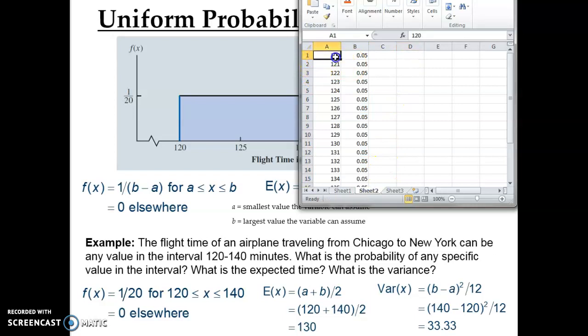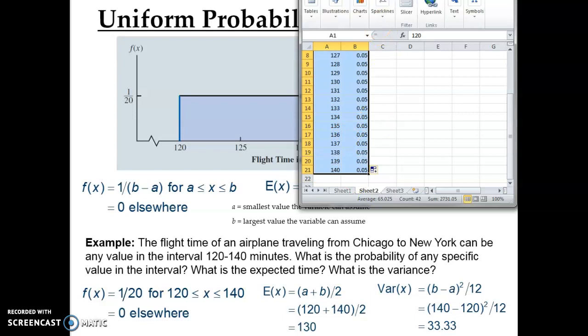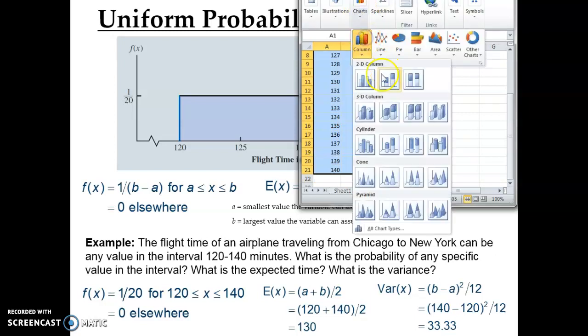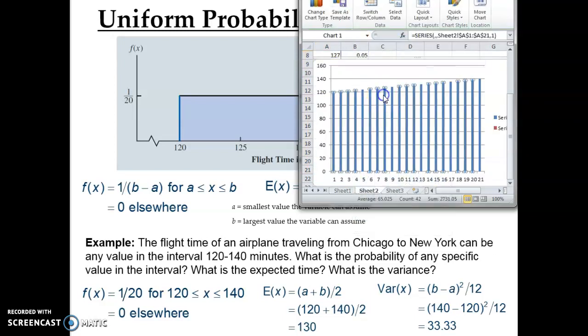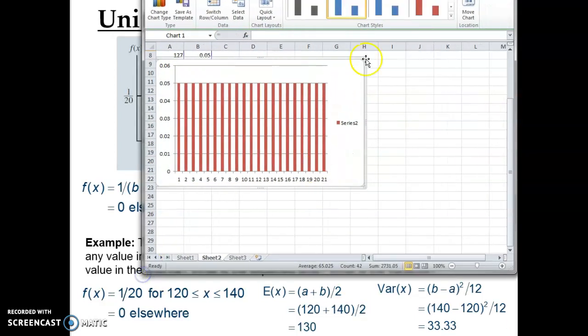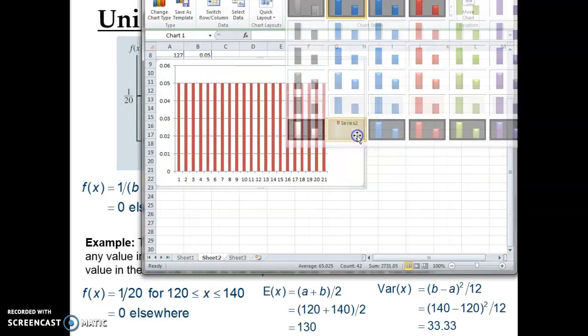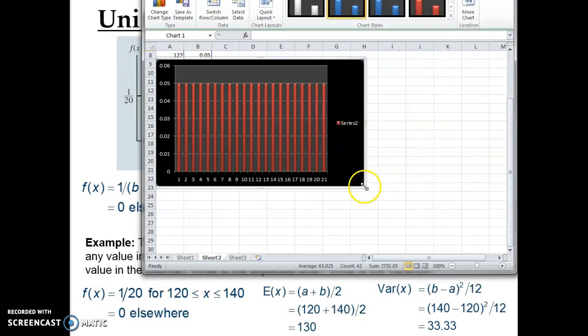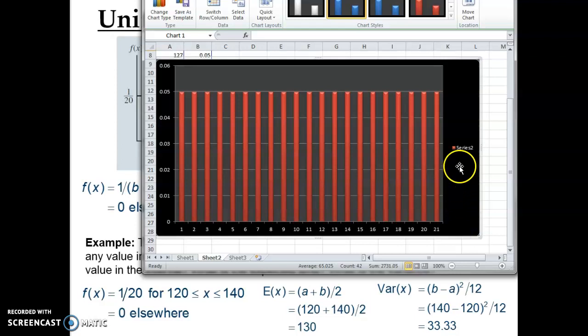Now we create our graph. We're going to scroll over this, and go up here to Insert and select the chart, standard operating procedure from prior videos. Make this a little bit bigger here, and you will quickly see that we have a uniform probability distribution.